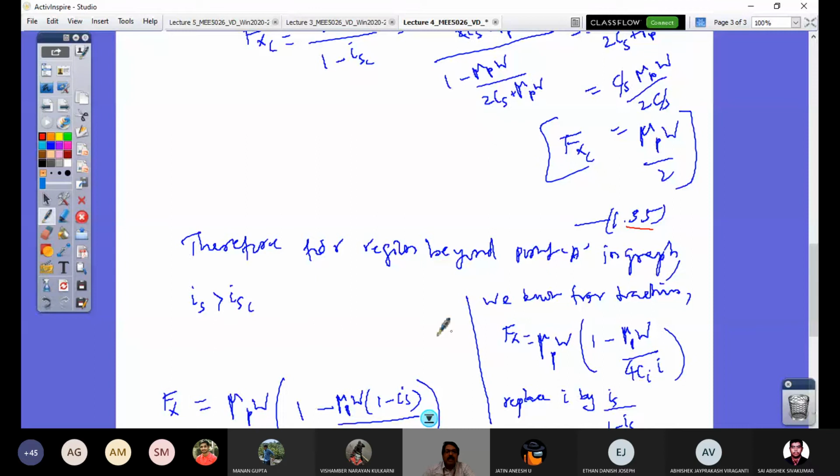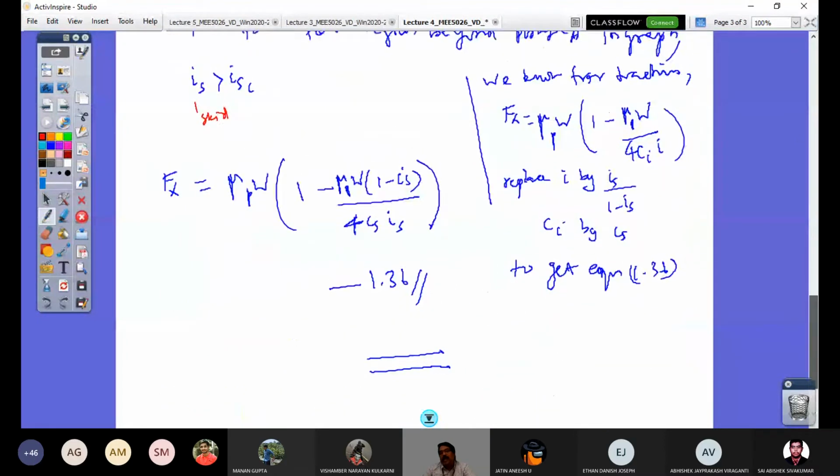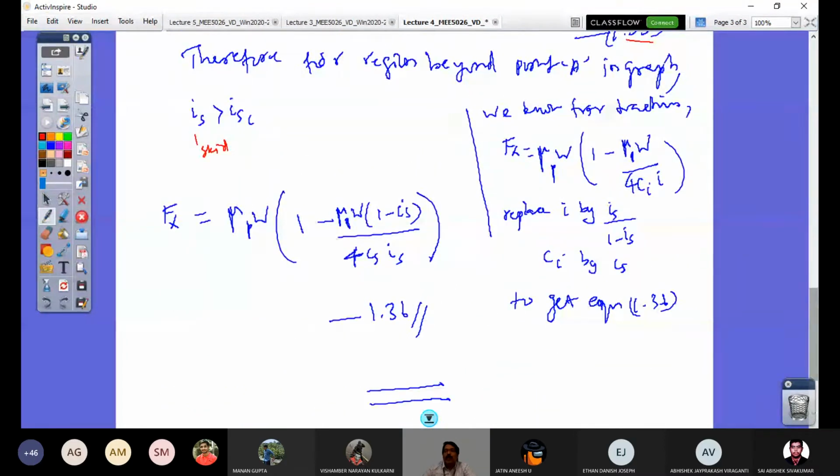Therefore, for the region beyond point A in the graph, what is that condition? The skid value should be greater than the skid corresponding to this critical value. So how do you get that? You get that simply by considering the region which is going to initiate sliding from the rear. Whatever expression you have derived for traction, the equation you have just seen, you replace here again Ci by Cs, i by is by 1 minus is, and you get this expression.